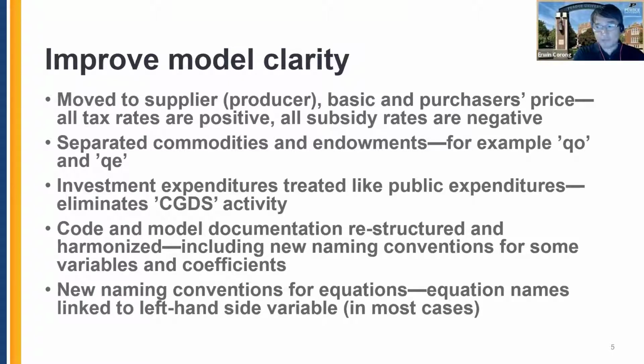The output of industries are now just QO, whereas the supply of endowments are now just QE. So we disentangled all endowments from QO. And investment expenditures are now treated like public expenditure. So we eliminated the CGDS activity and treated investment as a final expenditure, consistent with practically all CGE models.